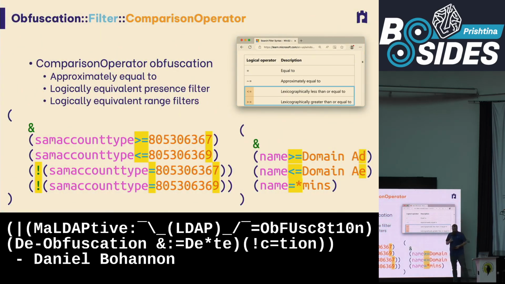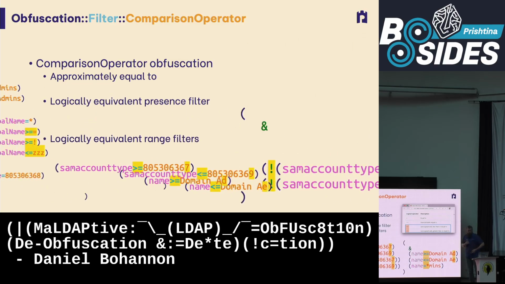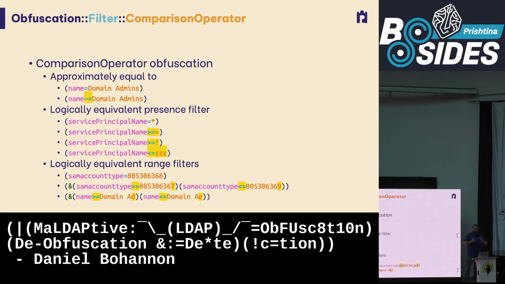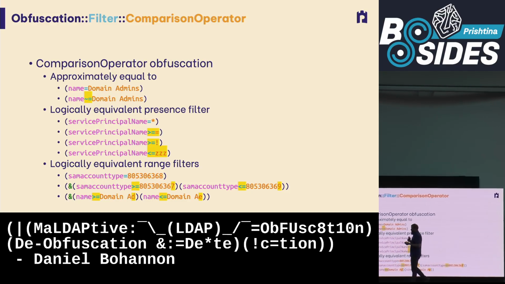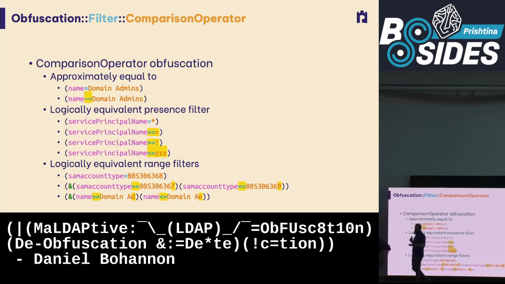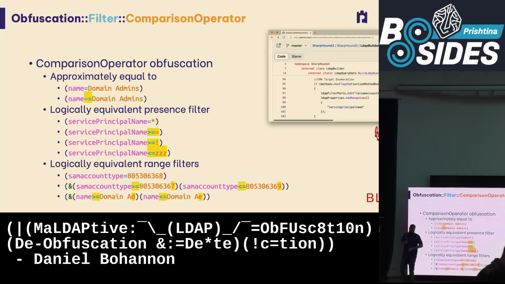You can do a similar thing with strings, but it's a little less precise than numbers, so you do have to deal with some kind of wildcards for the tail of the string, but it is also possible to get the domain admins query to work like that. So in review for the comparison operator, we have approximately equal to, we have the range filters, and then also we can use range filters for precise values, whether they're numbers or even strings, which is a lot of fun.